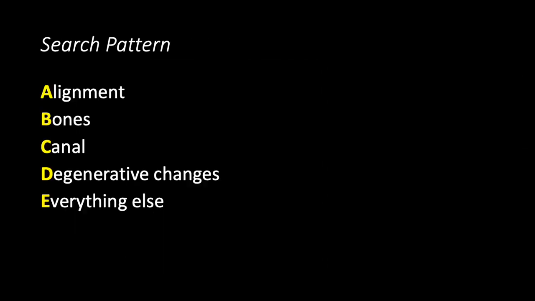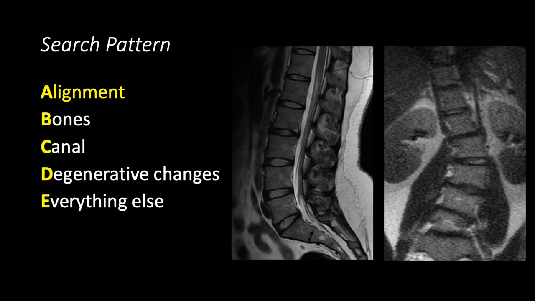If you're interpreting imaging, it's important to have a search pattern to make sure you don't overlook anything. I use the ABCDE approach outlined here. A is for alignment and can be assessed in multiple planes. On the sagittal plane, you can assess the degree of lordosis or kyphosis, and you can also evaluate for any listhesis, that is displacement of one vertebral body anteriorly or posteriorly with respect to another. If you have a coronal sequence or your localizer images capture the lumbar spine in a coronal plane, you can assess for scoliosis as well.